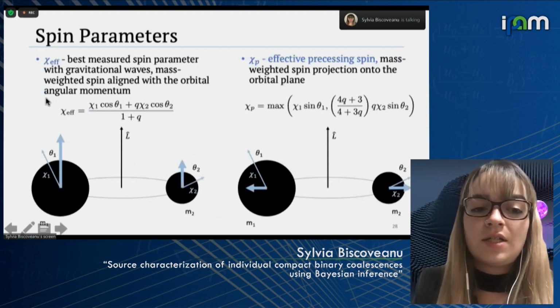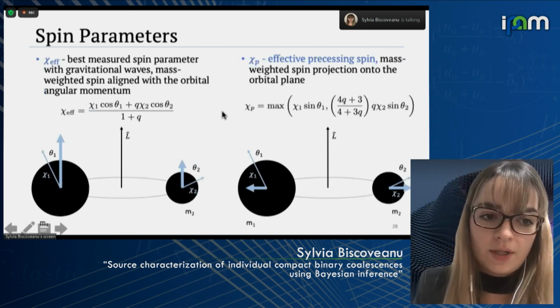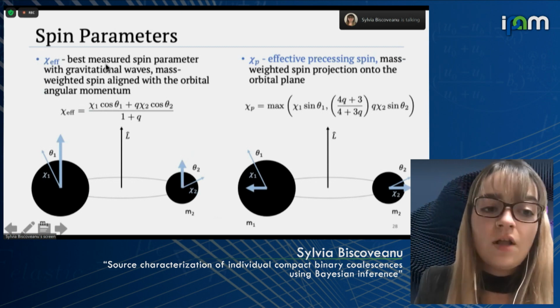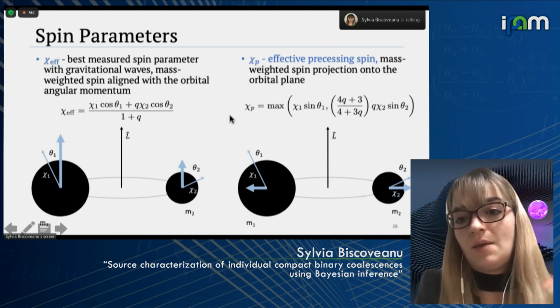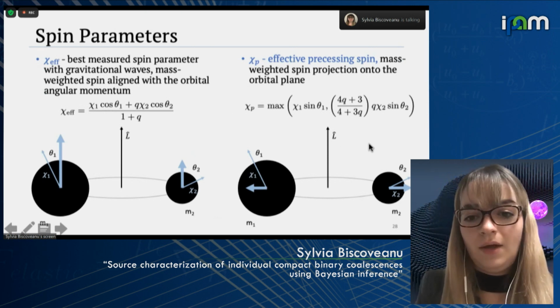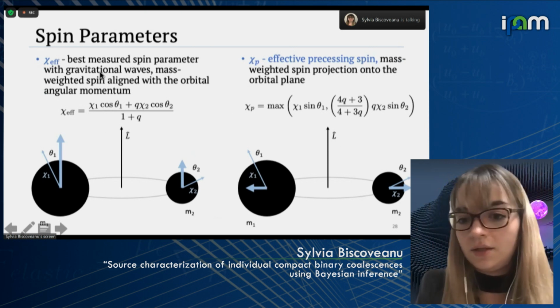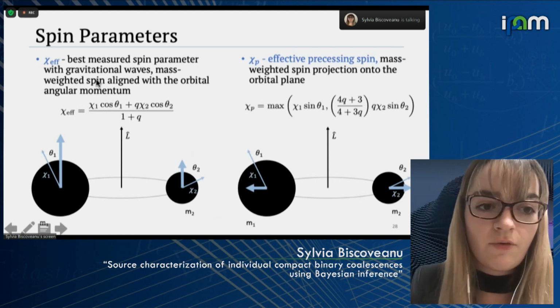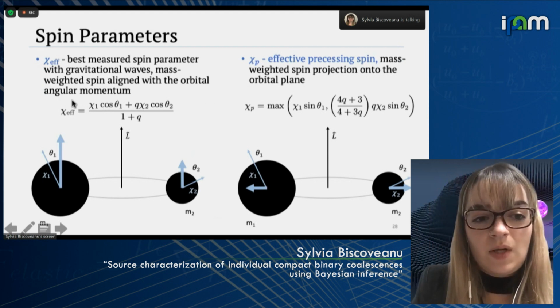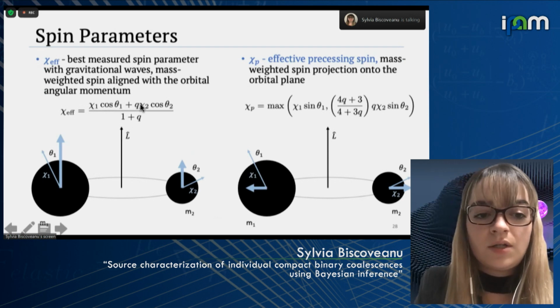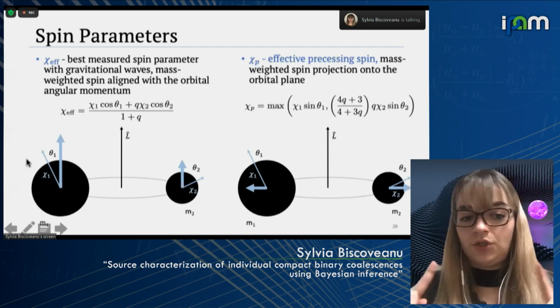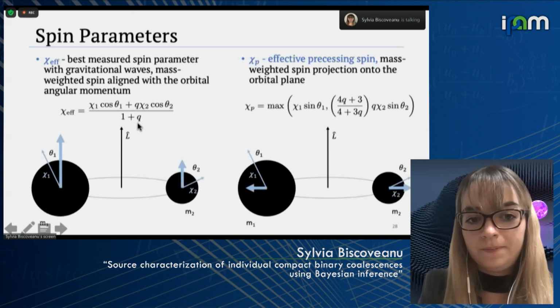Okay, so in addition to the 6-dimensional spins, there are two other important spin parameters that we measure with gravitational waves. The first is chi-effective, and this is the best measured spin parameter with gravitational waves in the same way that chirp mass is for mass. And this is, again, just because it enters at leading post-Newtonian order in the waveform. So chi-effective is the mass-weighted spin aligned with the orbital angular momentum. So it's defined as chi1 times cos of tilt 1 plus q, the mass ratio, times chi2 times cos of tilt 2, divided by 1 plus q. So again, you're just taking the spins and projecting them along the orbital angular momentum.